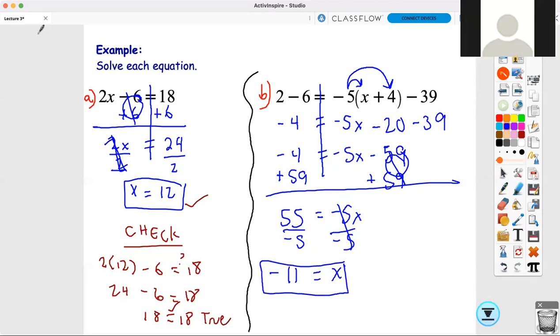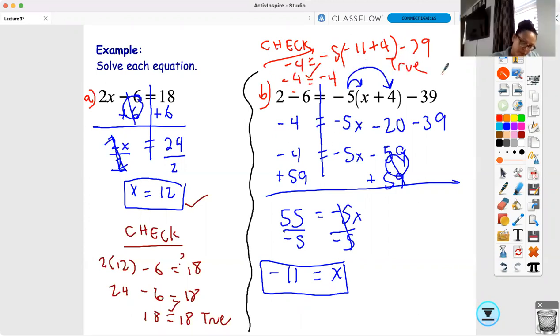Now, I am not going to check this one because that's going to be a little messy, but I'm going to do it quickly on top here just to show you that it works. So check, right? 2 minus 6 is -4. So we know this is 4. -4 equals question mark. -5 parentheses, -11 plus 4 minus 39. Well, -11 plus 4 is -7. -7 times -5 is +35. +35 minus 39 is -4. So it's true, guys.